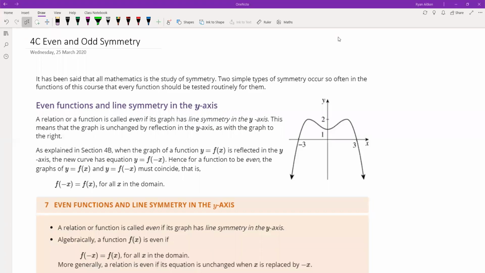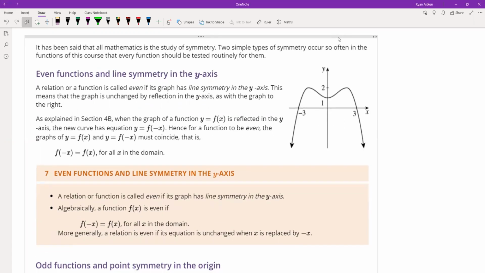Welcome to 4C, even and odd symmetry. We'll look at determining whether a function is even or odd. In a nutshell, if f of negative x equals f of x, then the function is even. And if f of x does not equal f of negative x, then it's odd. Or it's the opposite of that, I'm pretty sure. So it's correct. Yeah, no, it's definitely that.